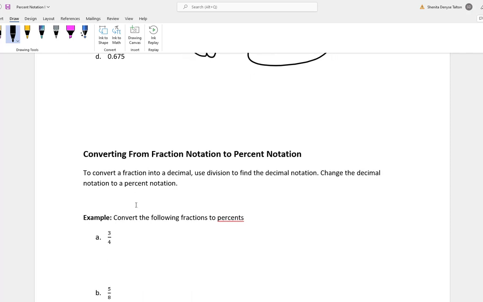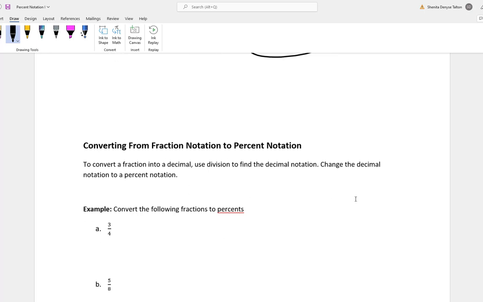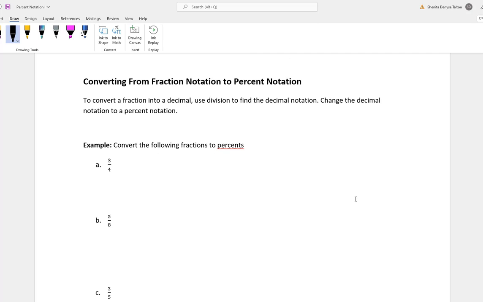So next we're going to talk about how to convert a fraction into a percent. We're going to use division to find the decimal notation, and then we're going to change that decimal notation to percent. So in this first problem, we have 3/4. That's the same as 3 divided by 4. When you put this into your calculator, you should get 0.75. That is the decimal notation. Now you need to convert that to a percent. You're going to move your decimal over 2 places to the right. You get 75%.